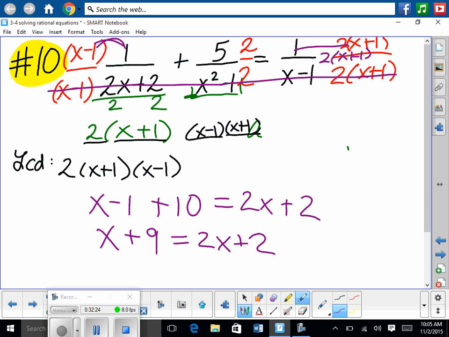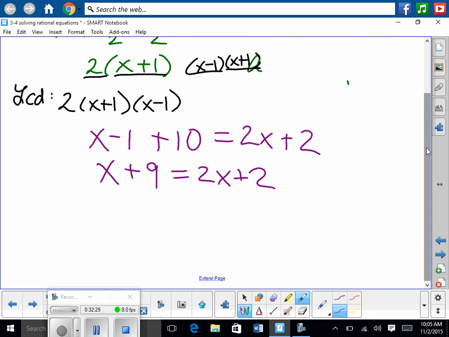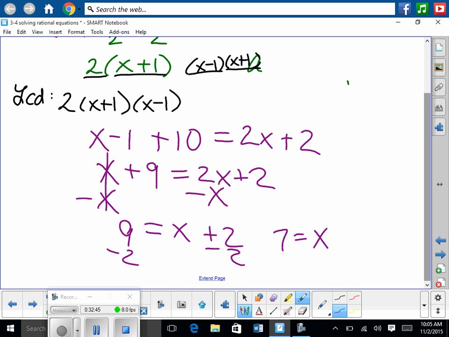From here, don't be afraid. You can combine things by bringing them from one side of the equation to the other, correctly, though. I'm going to subtract x. So I have 9 is equal to 2x minus 1x, which is just x, plus 2. Subtract 2. 7 is equal to x. Any questions?